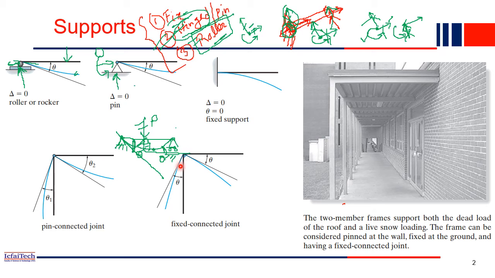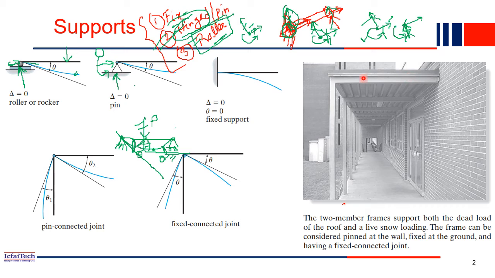In this fixed joint, the deflection won't start from the joint itself; after a little bit, the deflection will start. So this is a fixed connection. This is an example. If you see, this is a veranda. The two-member frame supports both the dead load of the roof and the live load, that is, live snow loading. So this is a girder, or a beam, which has this end embedded into the wall, whereas this end is simply supported on this column, right?